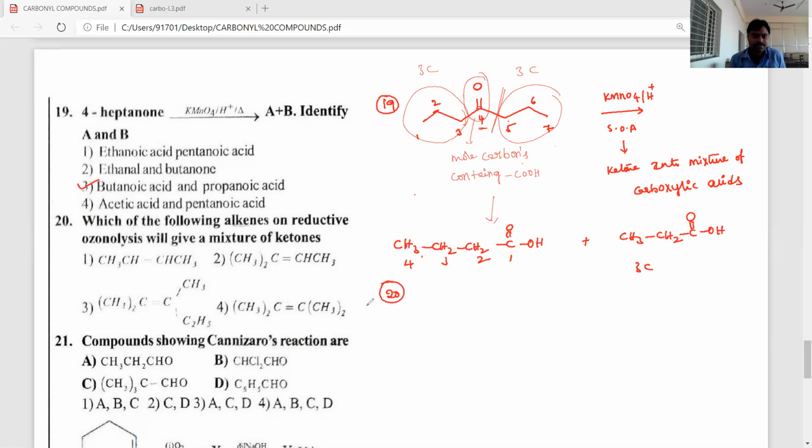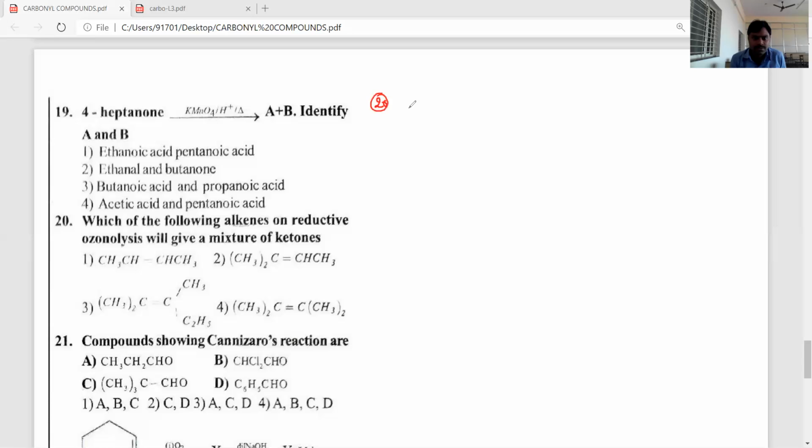Now the 20th question: which of the following alkenes on reductive ozonolysis gives a mixture of ketones? A mixture of ketones means different ketones need to be produced. Let's see the first option: CH double bond CH with CH3 on each side. It is a disubstituted alkene. Reductive ozonolysis, zinc followed by hydrolysis. It is symmetrical, which is why it forms 2 moles of acetaldehyde, CH3C double bond OH.